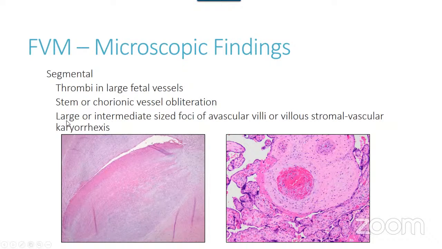So instead of just small foci like we saw in the global pattern, when you start getting large or intermediate sized foci of these avascular villi or VSVK, now we're talking about more the segmental pattern. Large is referring to greater than 10 villi involved in a particular focus. And remember, 2 to 4 was our small, so anything in between is intermediate.